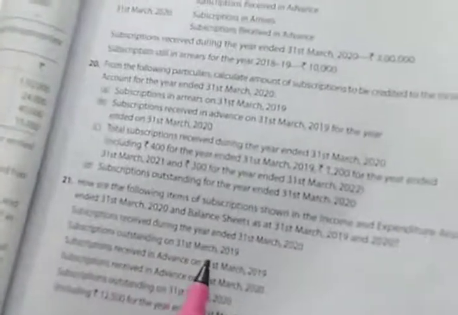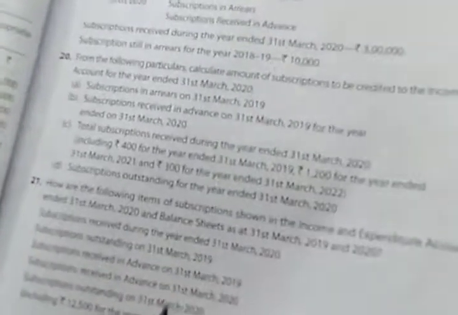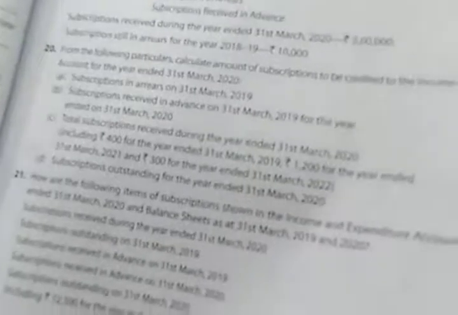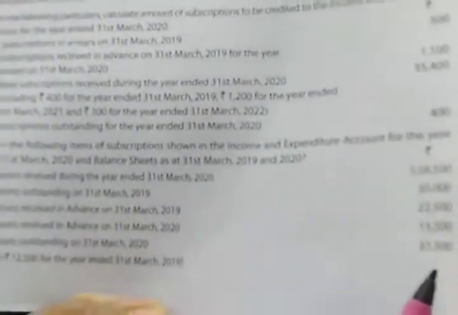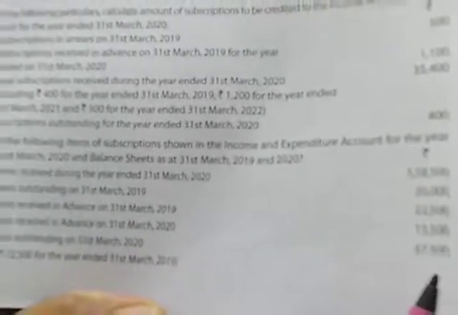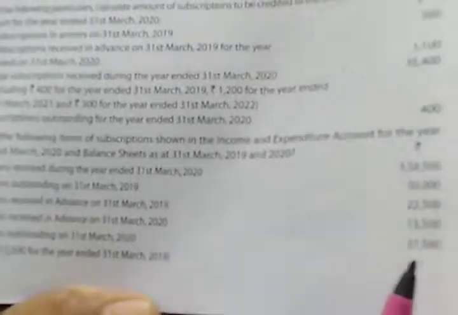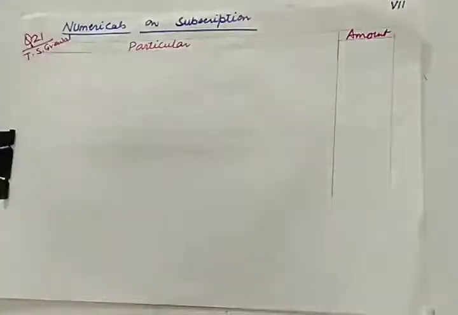So what is special in this question? The special aspect which I want to teach you is that "subscription outstanding on" is written. When subscription outstanding on a particular date is written, it means the previous outstanding is also included in this. So let us see how this is to be done.